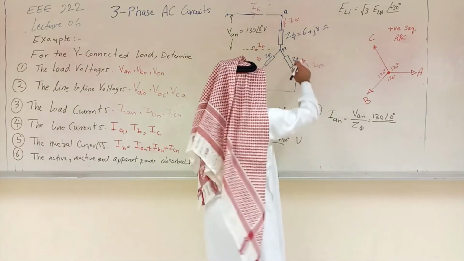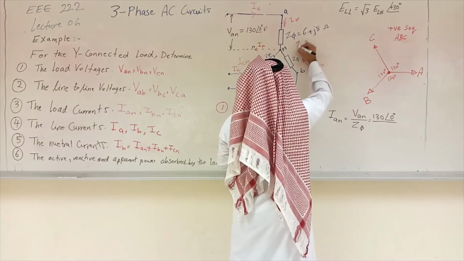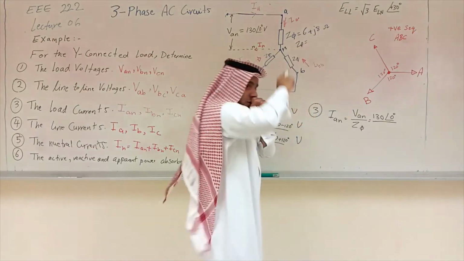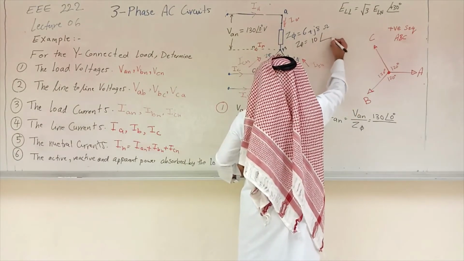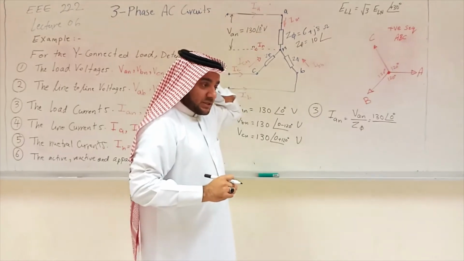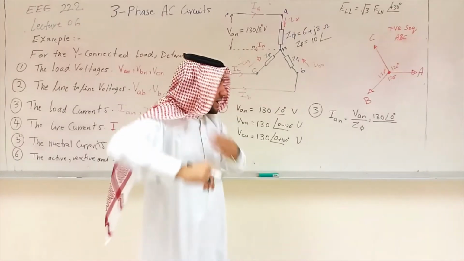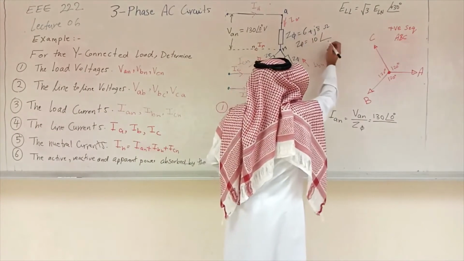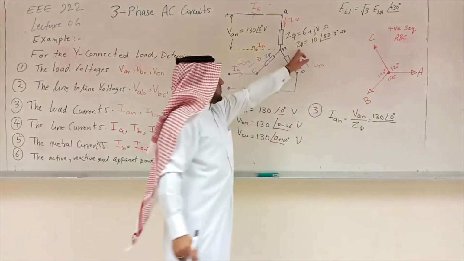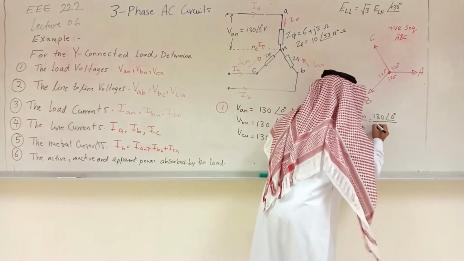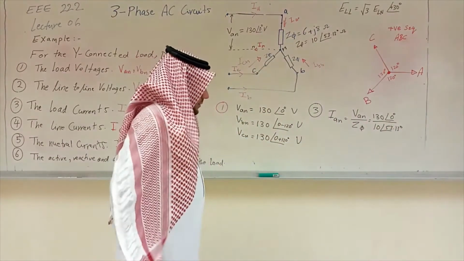Remember, this is rectangular. To do division or multiplication, we need to convert it to polar. So Z phase in polar, 6 and 8: square root of 6 square plus 8 square is square root of 100, so this is 10. And the angle is tan inverse of 8 over 6, which should be in the first quadrant. If you do it by your calculator, it will give you 53.13. That's the Z phase in polar form, 10 angle 53.13.